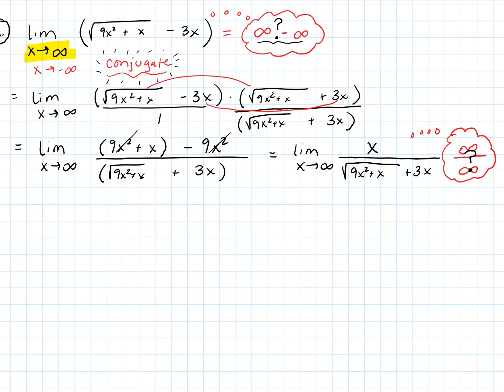Who's going to win? Is the numerator going to dominate? Is the denominator going to dominate? Is it some sort of balance between the two? So I'm still sort of stuck.